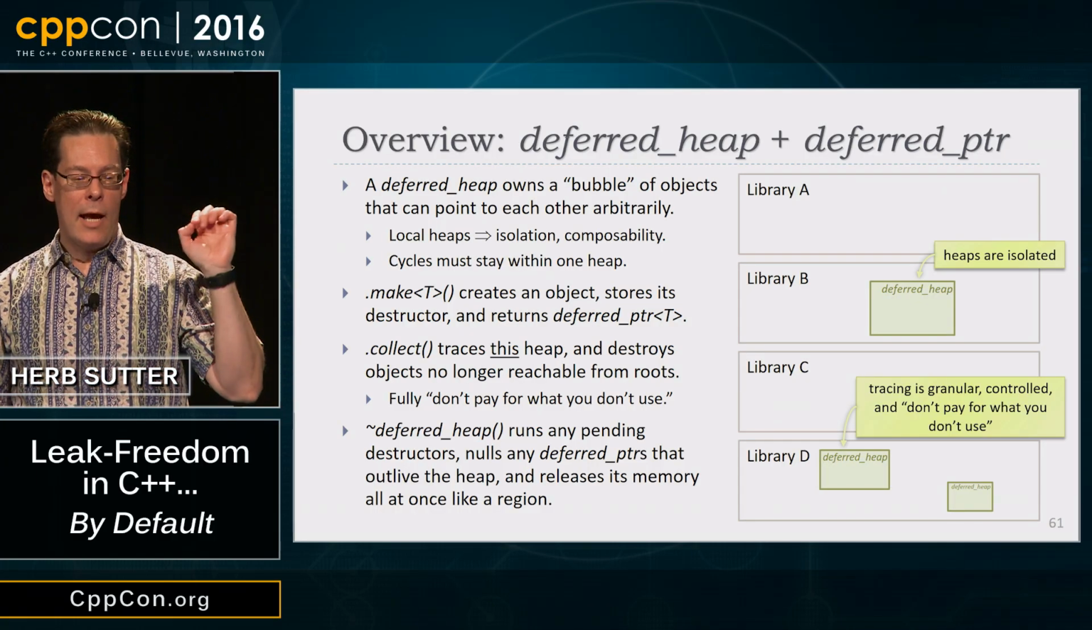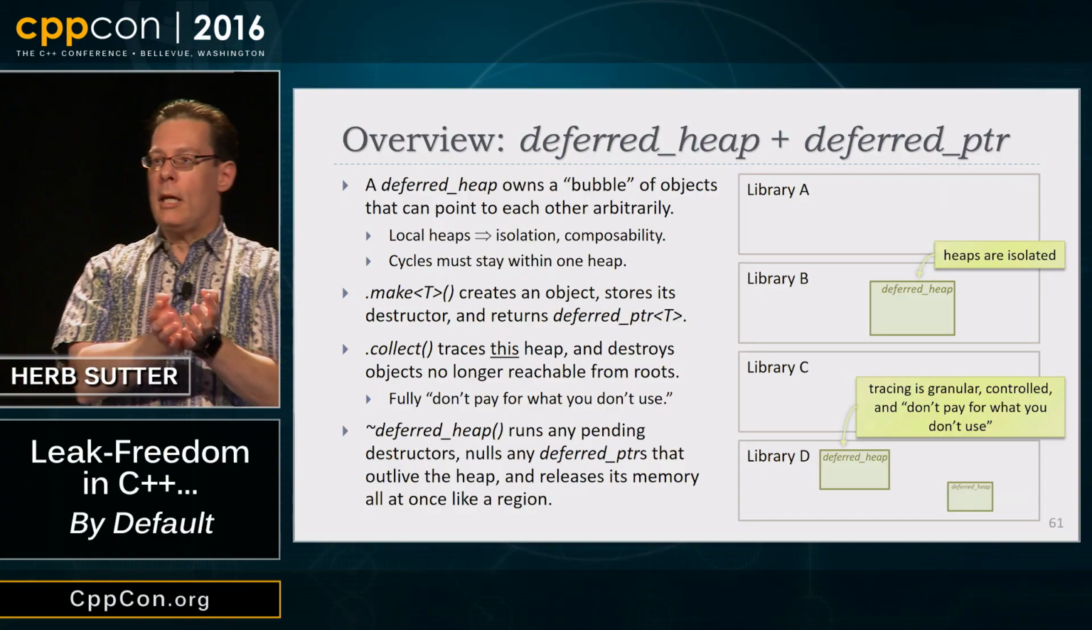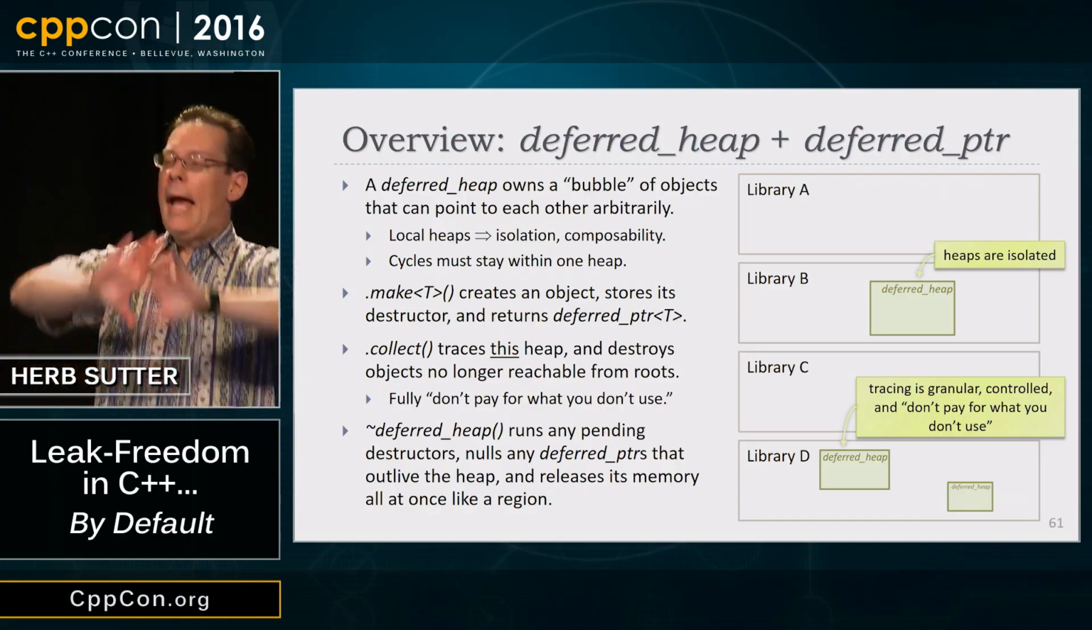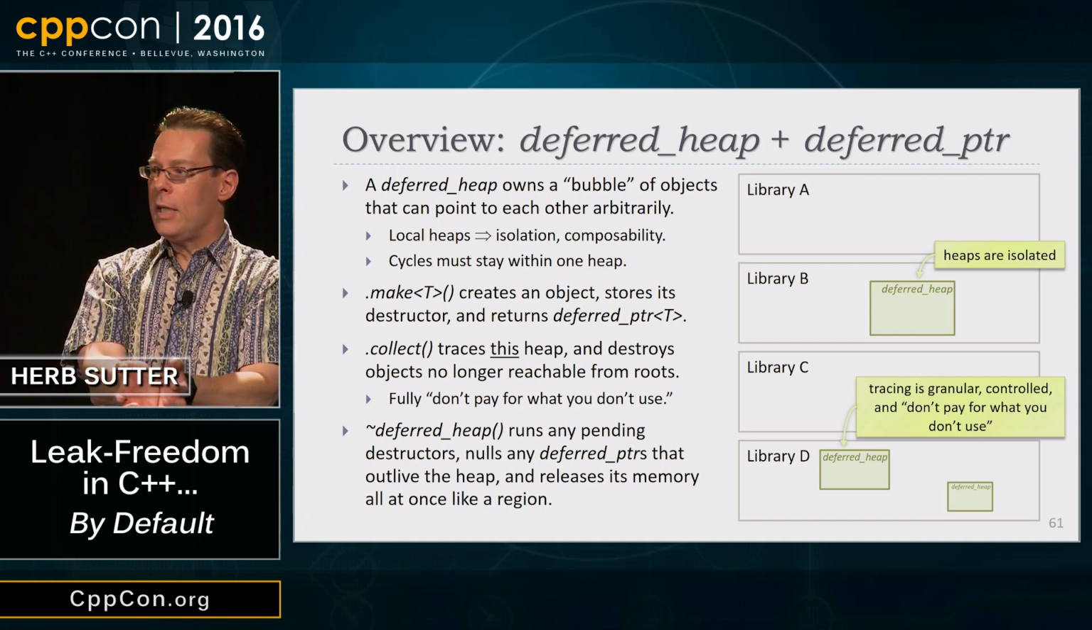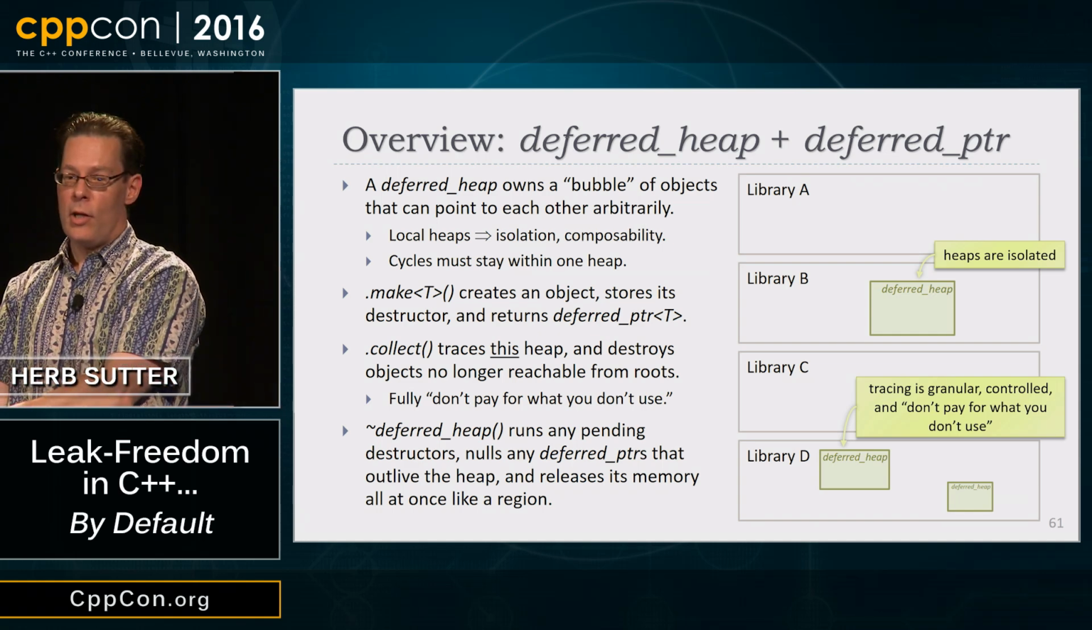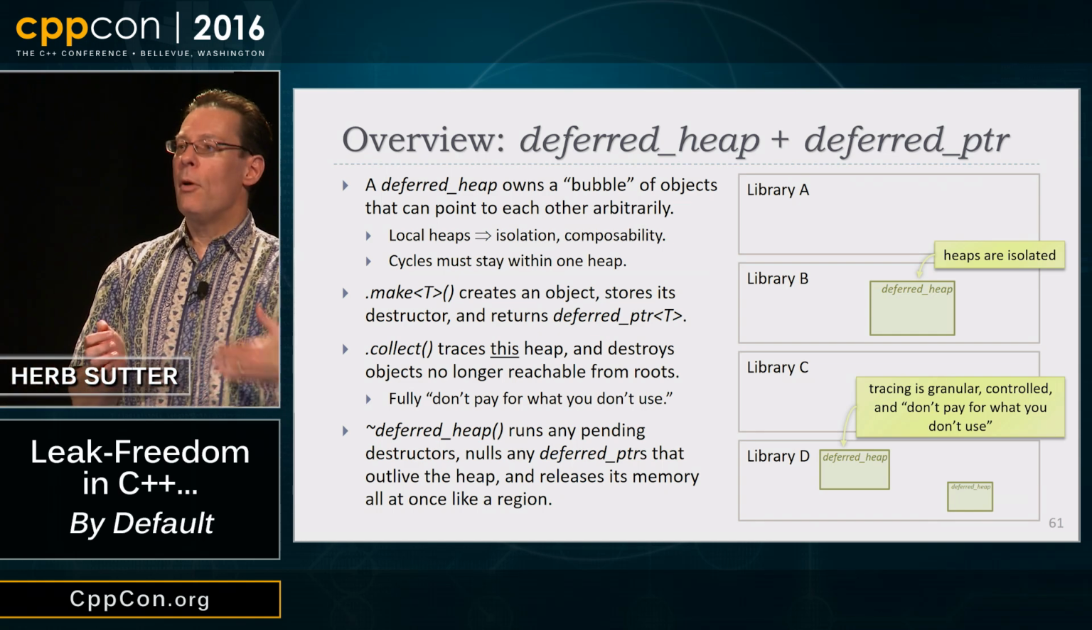Near the top I point out, this is great for local heaps. So I'm showing on the right-hand side how each module, this should not cross modules. Each module can have a deferred heap, or more than one, that are isolated from each other. And this is important for composability.